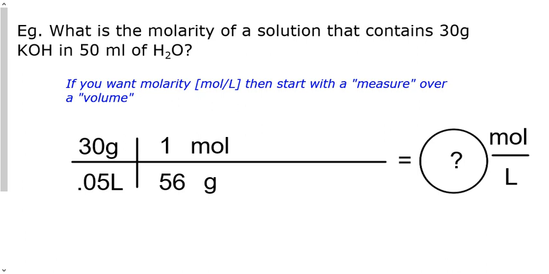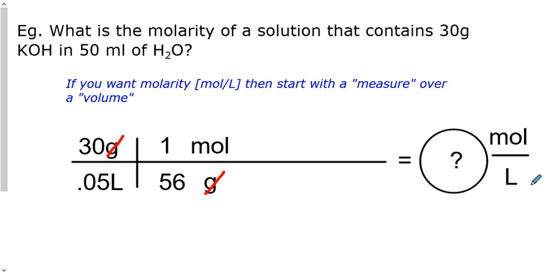That works out to 56 grams per mole. 1 mole of potassium hydroxide weighs 56 grams. Now look at what we've done. The units grams on top cancels the units grams on the bottom, and we are left with moles on top, which is what we want, and liters on the bottom, which is what we want.